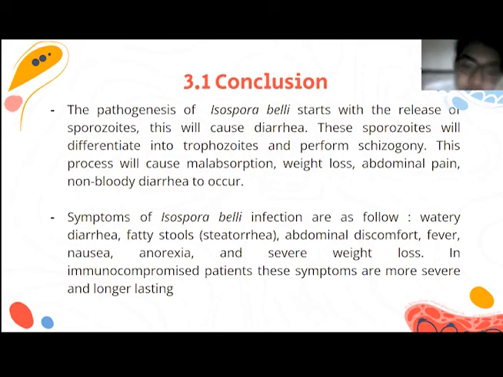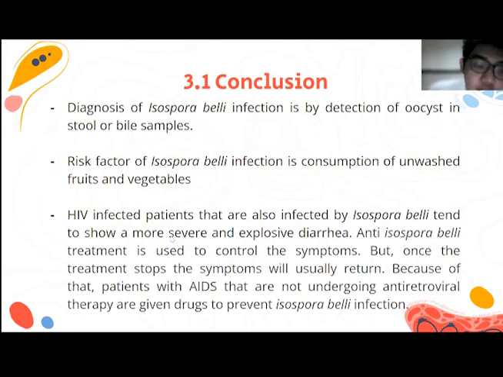Symptoms of Isospora belli infection are as follows: watery diarrhea, fatty stools, abdominal discomfort, fever, nausea, anorexia, and severe weight loss. In immunocompromised patients, these symptoms are more severe and longer lasting. Diagnosis of Isospora belli infection is by the detection of oocysts in the stool or bile samples. Risk factor of Isospora belli infection is the consumption of unwashed fruits and vegetables. HIV-infected patients that are also infected by Isospora belli tend to show more severe and explosive diarrhea.